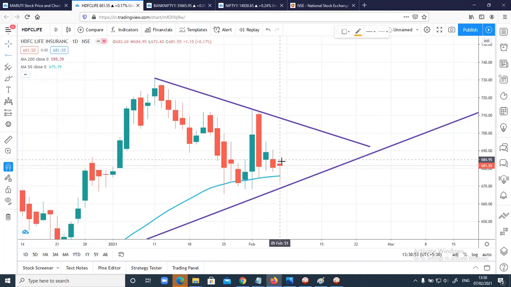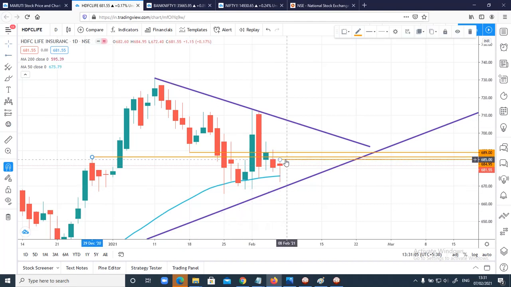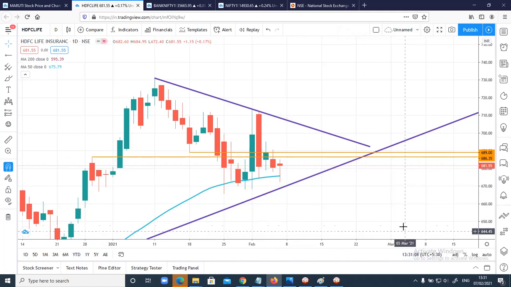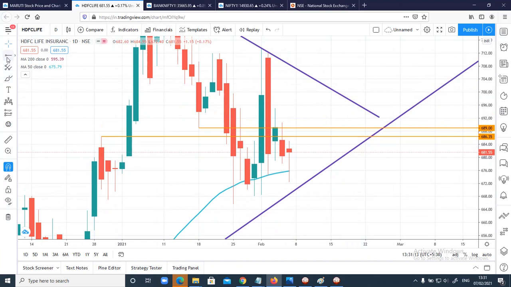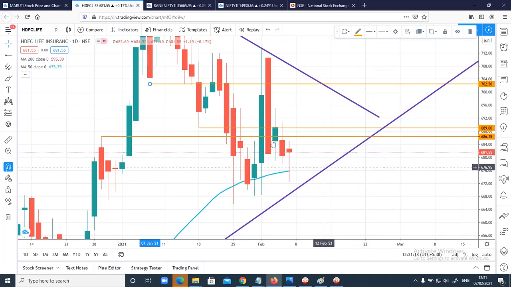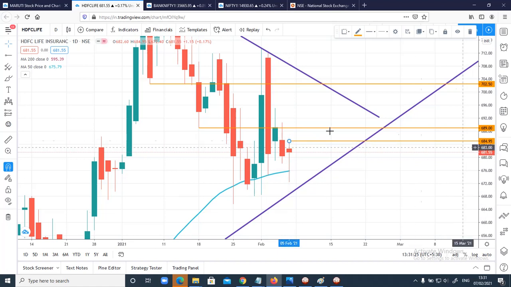Let me draw some important levels. This is a very important level. I'm just drawing the support and resistance. Okay, this looks good. And the next important level will be somewhere here. Now, if price starts sustaining above 684, guys, understand, if price sustains above 684.95, then we can go for an intraday target of 689.